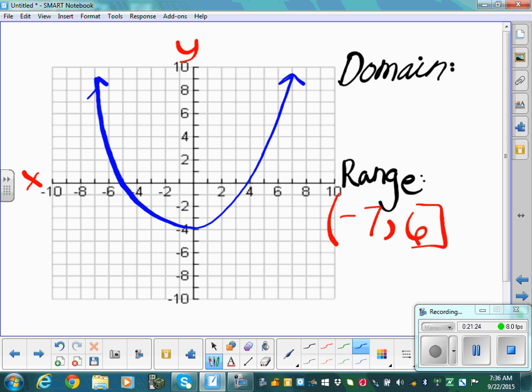Everybody look with your eyes. Does it matter that it's growing up for domain? No, for domain it doesn't. So for left and right, the function's growing this way forever, isn't it? It's going to keep going. So it's going to negative infinity. Where's it going to the right? Positive infinity.